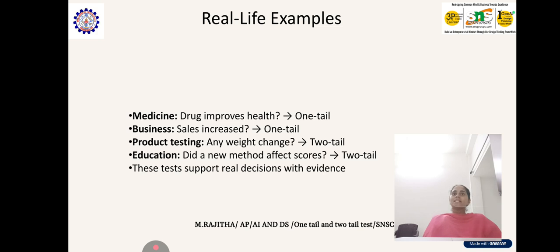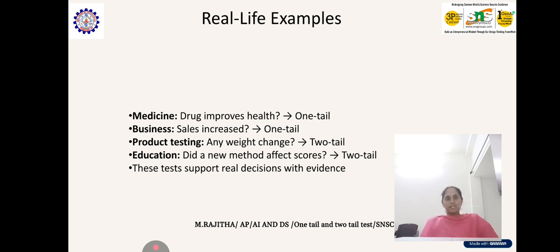And the real-time example: one-tail and two-tail tests are used in many real-life situations in medicine. One-tail tests are used to check if a drug improves health outcomes. Two-tail tests are used when testing if a drug has any effect, whether good or bad. In business, one tail tests are used to see if a marketing campaign increases sales. Two-tailed tests help compare performance between two departments to see if one is significantly different from others.